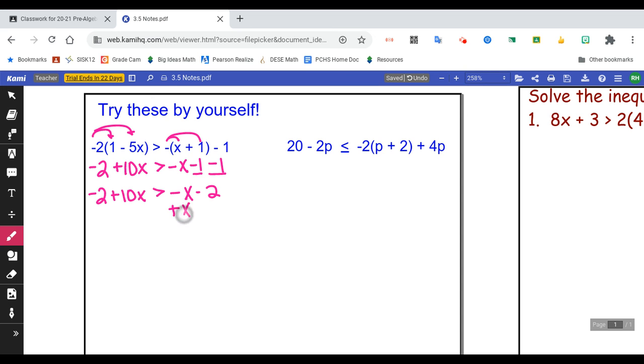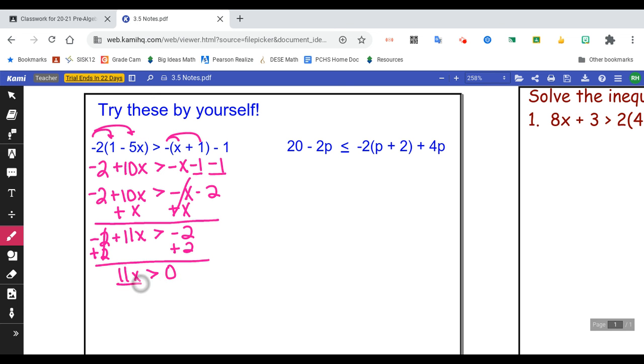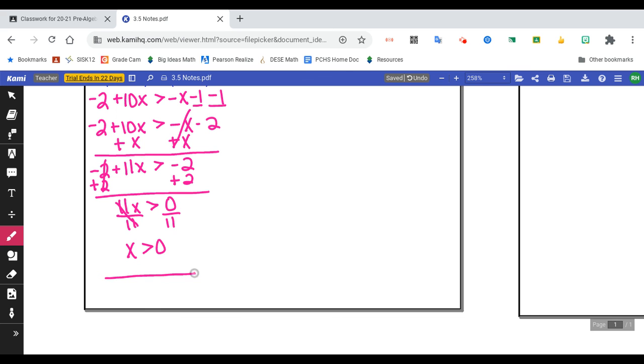I'm going to move my variables because there's nothing else to combine. So I have negative 2 plus 11x is greater than negative 2. I'm going to add 2 over here. So 11x is greater than 0. Divide by 11, and x is greater than 0. Okay. Negative 1, 0, positive 1, open circle, and greater than is to the right.